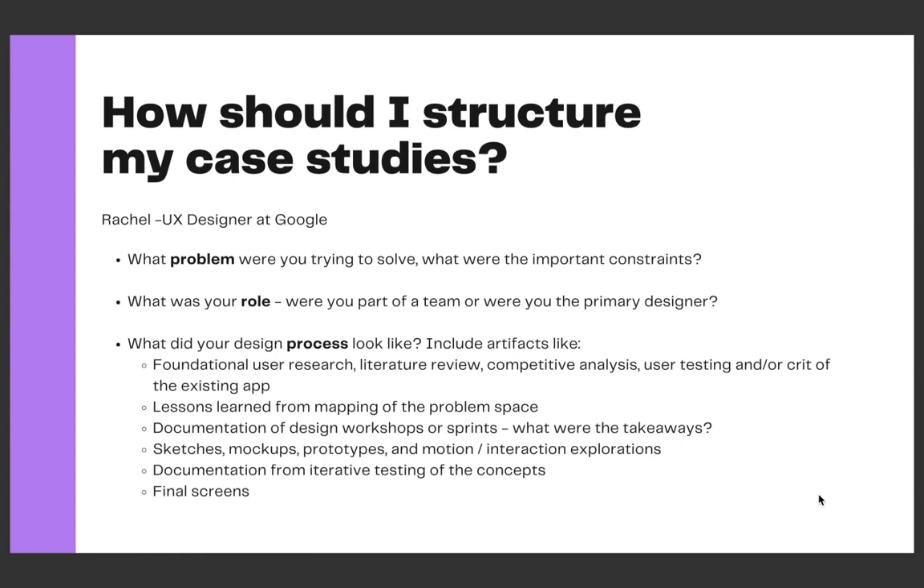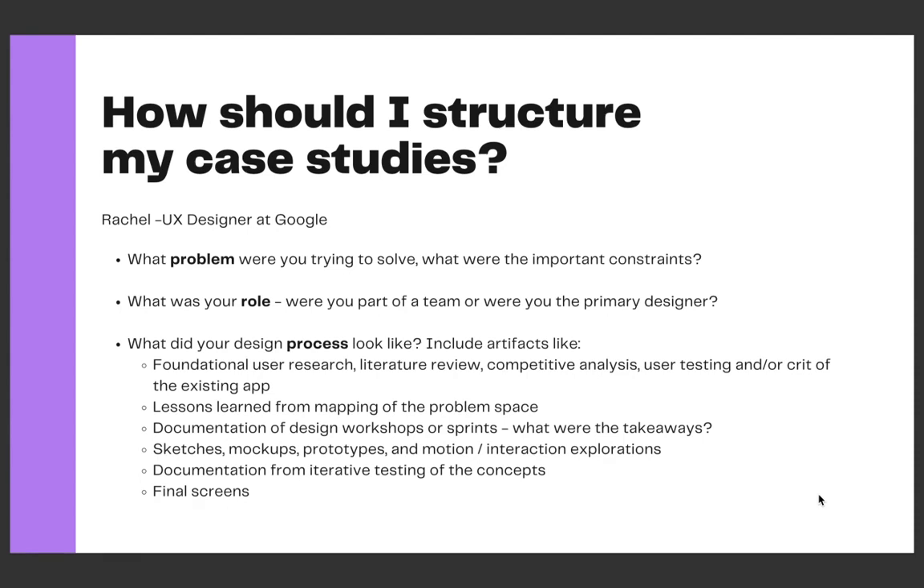What were the important constraints? What were the limitations? What were users finding difficult to do, or what did the clients want to make better or easier? So you need to write that out. What was the problem? You need to clearly explain that.